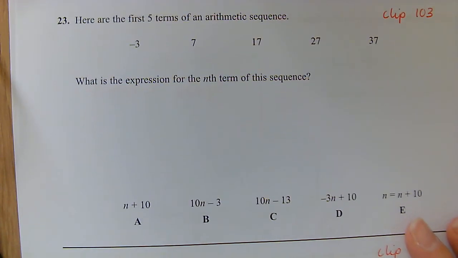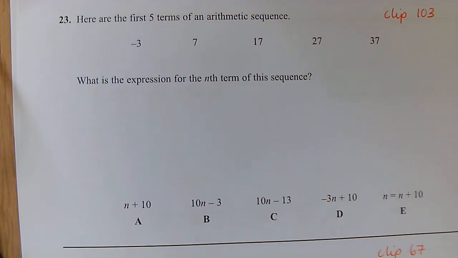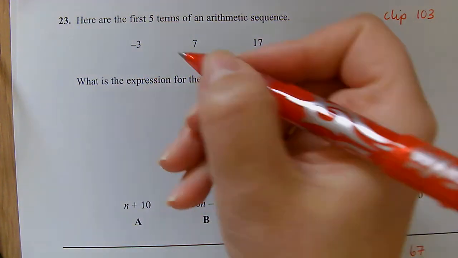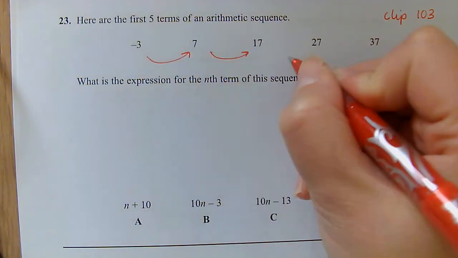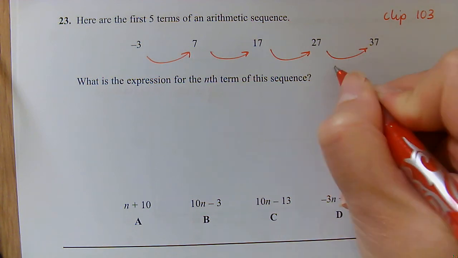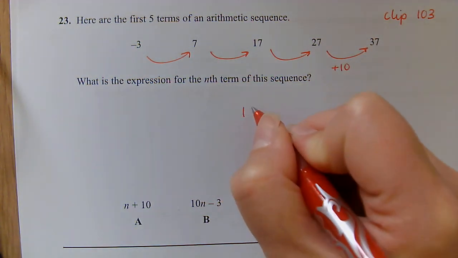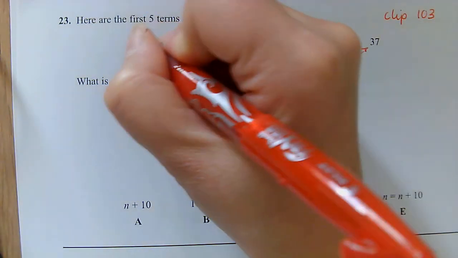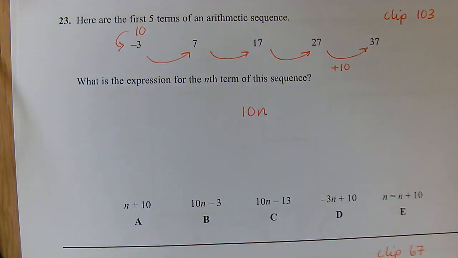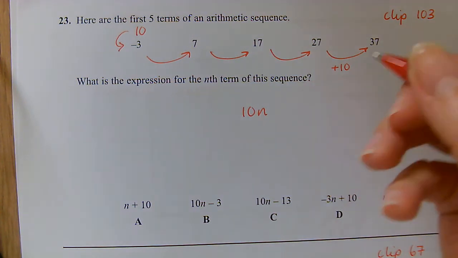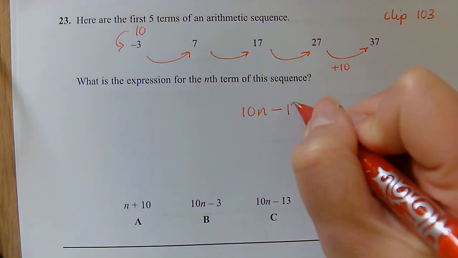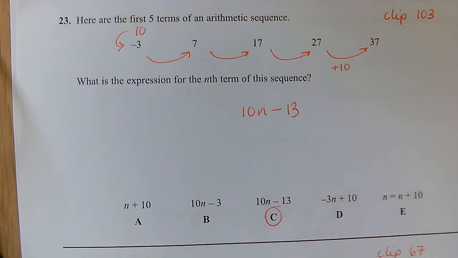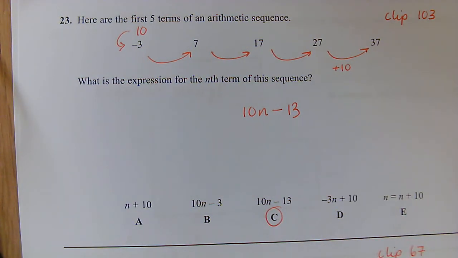Got another sequence here, arithmetic sequence, same as a linear sequence, so it just goes up by the same amount each time. We're looking at what is our sequence going up in? We're adding 10 each time, so we're going to start off with 10n. But do I start with the number 10? No, how do I go from 10 to minus 3? Well, I am subtracting 13. So we have 10n minus 13.